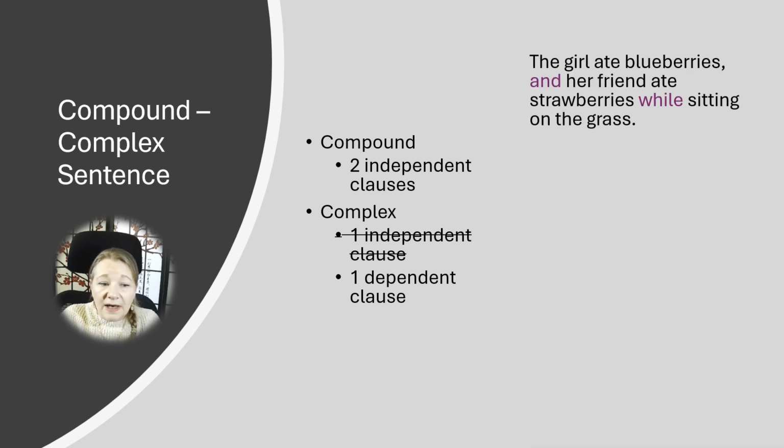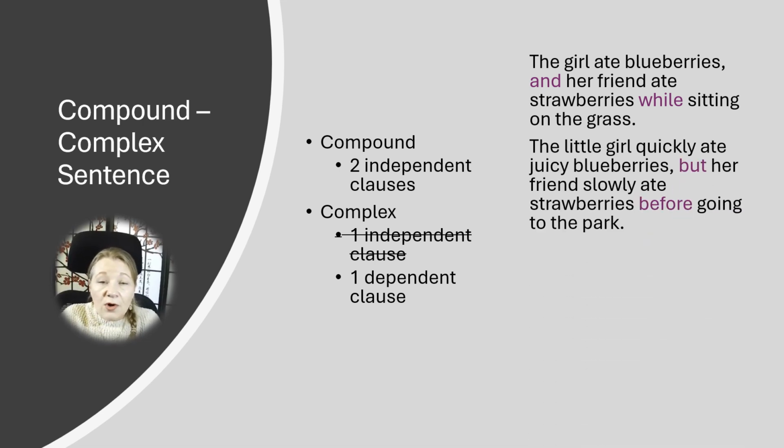The girl ate blueberries and her friend ate strawberries while sitting on the grass. The girl ate blueberries, independent clause. Her friend ate strawberries, independent clause. And those are put together with comma and. So that's the compound part. Then we get to the dependent clause, while sitting on the grass. While is a subordinating conjunction, starts that dependent clause. Now this sentence has two independent and one dependent clause, so it is a compound complex sentence.